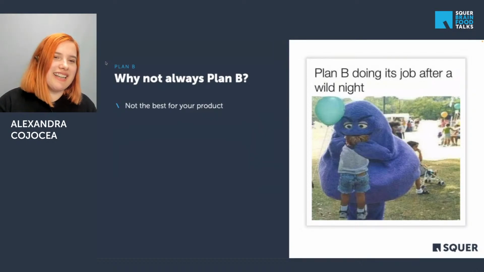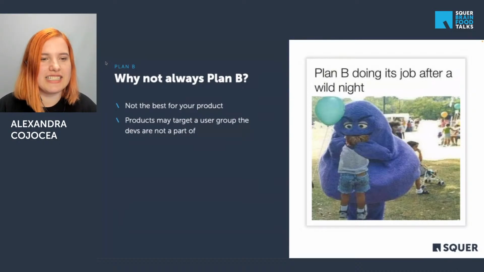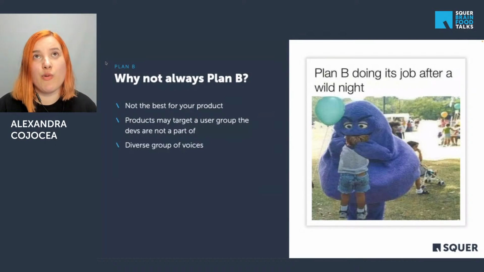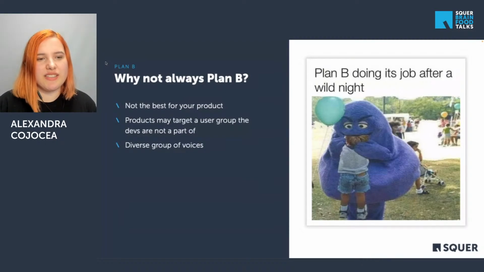So if you can do plan A, I would try to put the time and the effort in achieving that, especially since products target user groups that developers themselves are not a part of. And the more diverse group of voices you have, the better it's going to be, because it's quite different when you have a person whose main topic is not development, and we don't know what we don't know, right? So in that sense, when you get different types of stakeholders, they will know things that you will not be aware of, and you can take that into account when you're creating your error strategy.